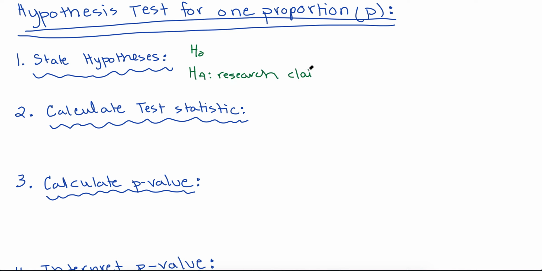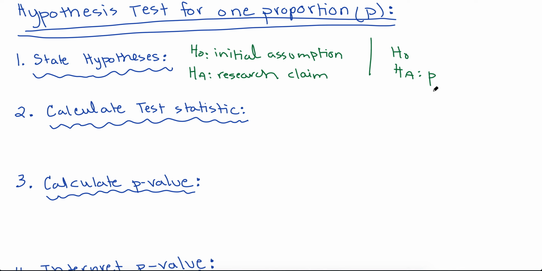And H0 is our initial assumption, what we start off assuming when we do all our calculations. When we're talking about proportions, the notation is going to look like this. Our research question goes in HA. We're going to use P to say we're asking a question or making a claim about the population proportion.